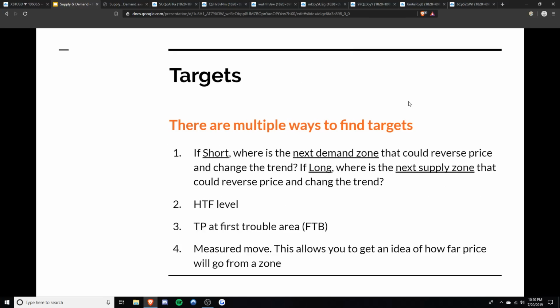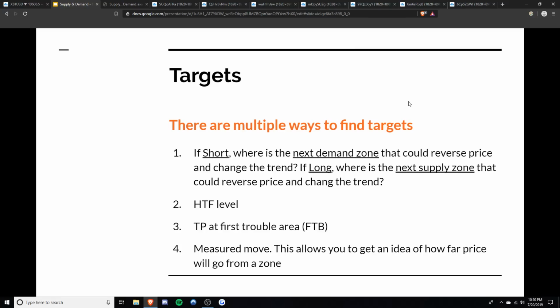So there are multiple ways to find targets, and really all of these options work. It really, like I said, just comes down to what you like to do. If you are more risk averse, or if you are more risky, if you like to try to get bigger wins, or if you prefer to just bag 1R trades, try to get a 1R trade every day, or whatever it is, you're just going to want to experiment with targets yourself. So there are multiple ways to find targets.